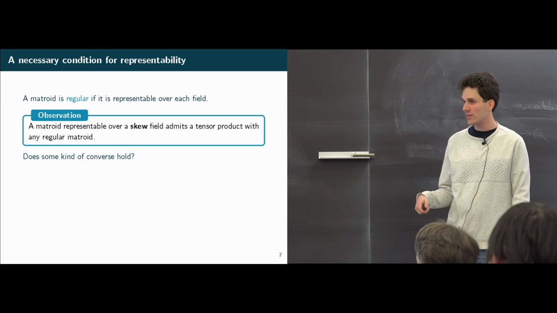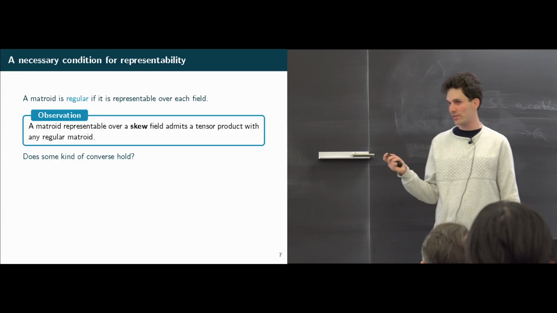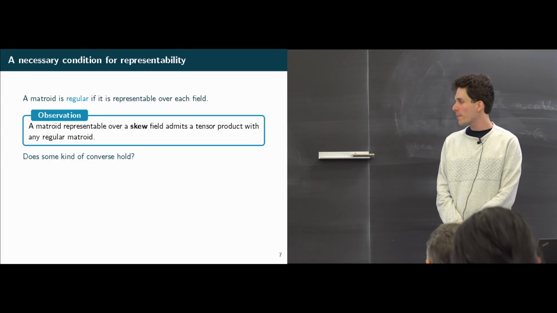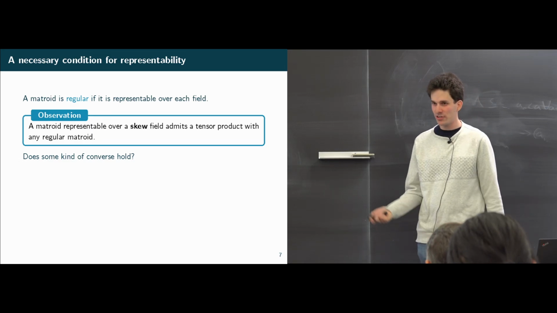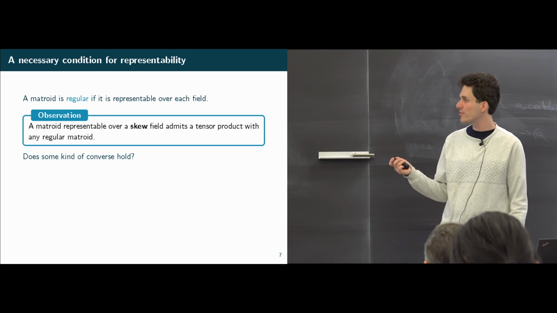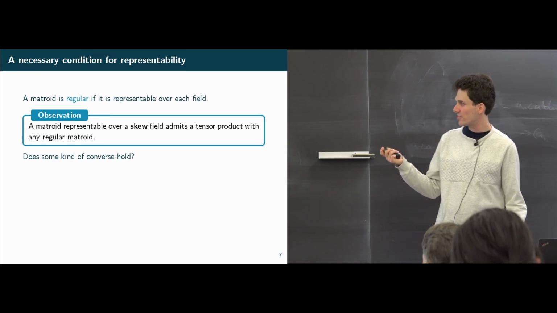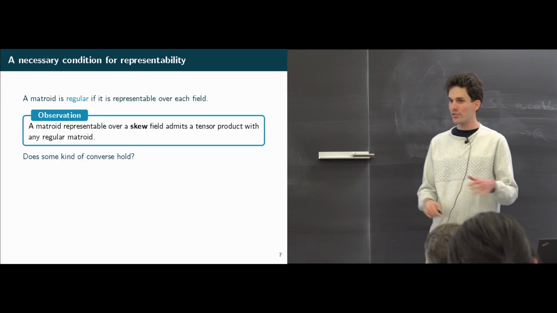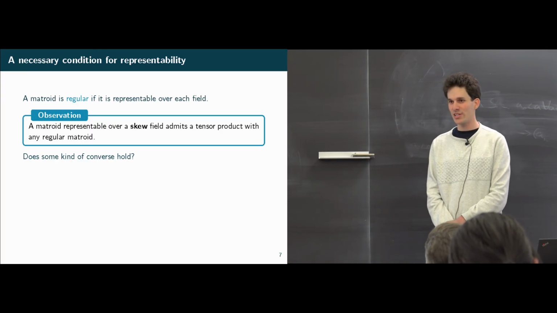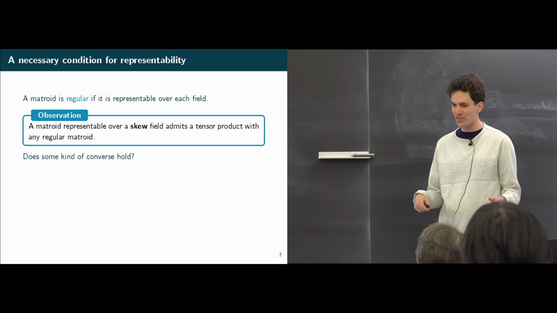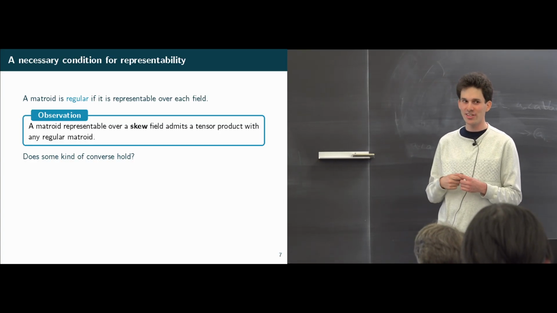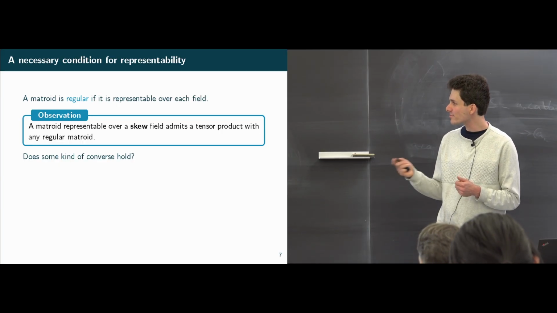And first, we notice that unfortunately we have to work with skew fields, also called division rings. These are a generalization of fields where multiplication is not necessarily commutative. And also for these objects, we have a tensor product. In general, we do not know whether two skew-representable matroids have a tensor product, because in general this Kronecker product construction does not work, but for a regular matroid, it does work.